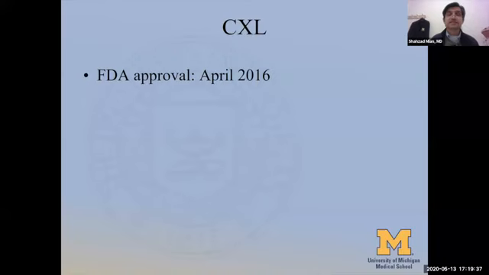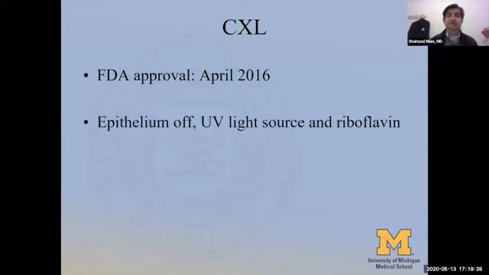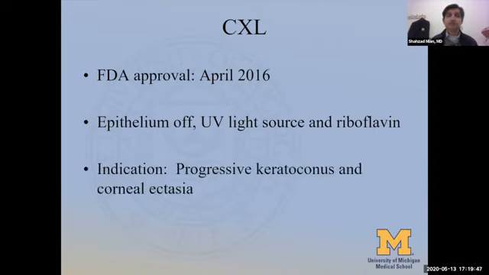In the United States, cross-linking was FDA approved in 2016. The FDA approved procedure is an epithelial off procedure which uses UV light and riboflavin for treatment. It's indicated for both progressive keratoconus and corneal ectasia.